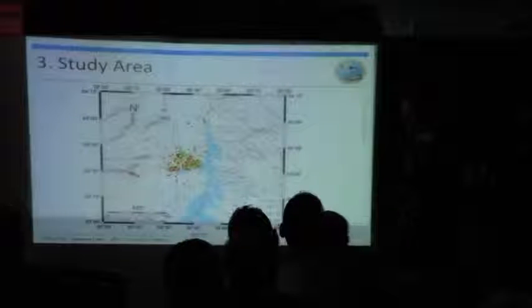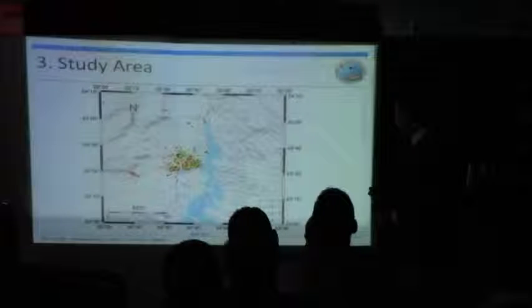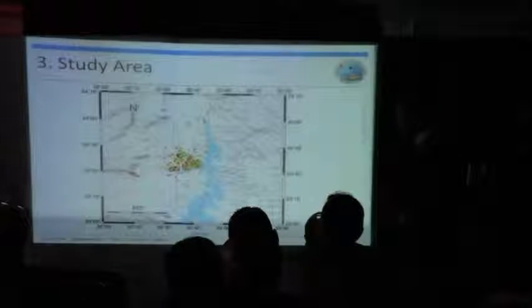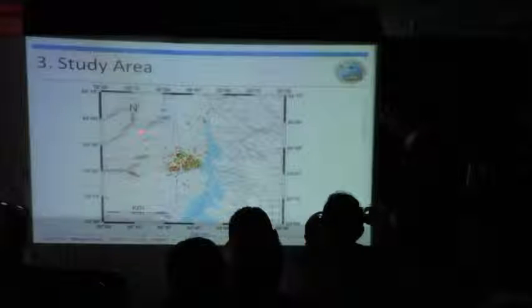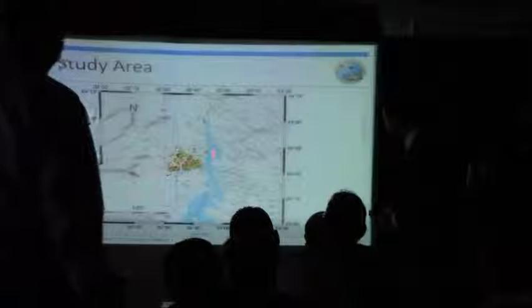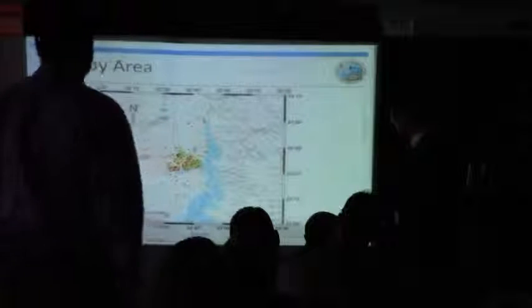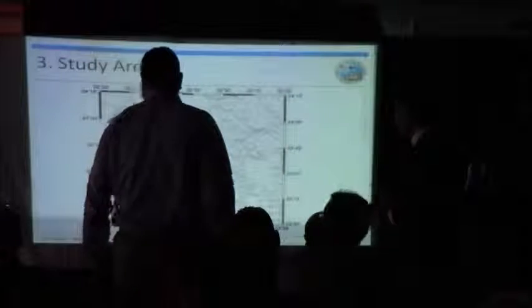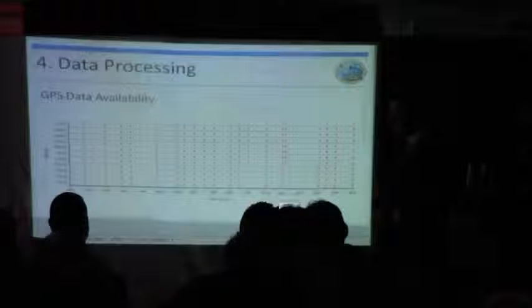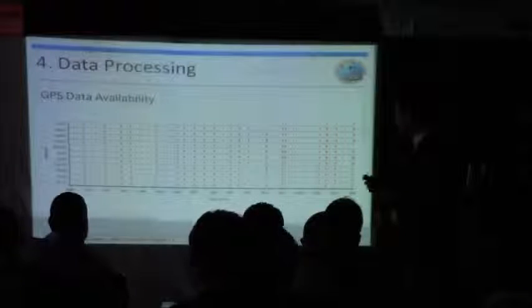Here we have the seismic activity recorded from 1997 to approximately 2014. And we see the seismic activity highly localized along the intersection between Sinai and the Nile, and here we have our local network. So in this work I will show you the results from the GPS stations here. And here we have the available GPS data from this network.